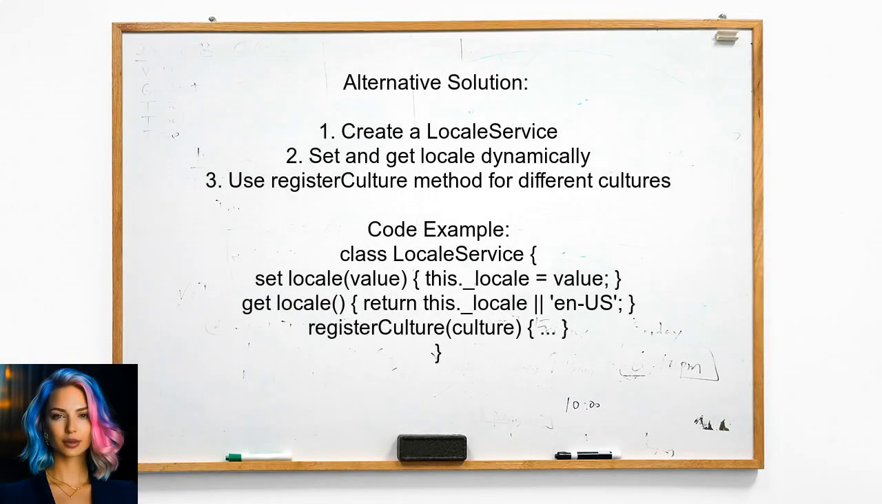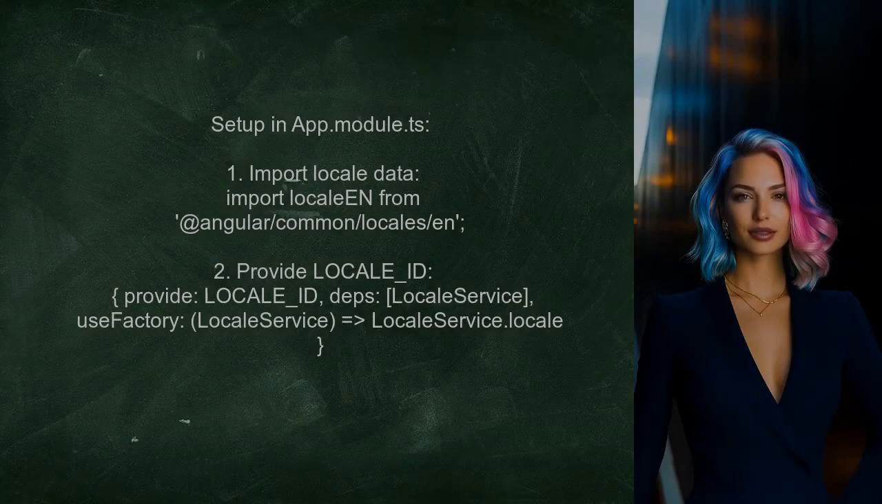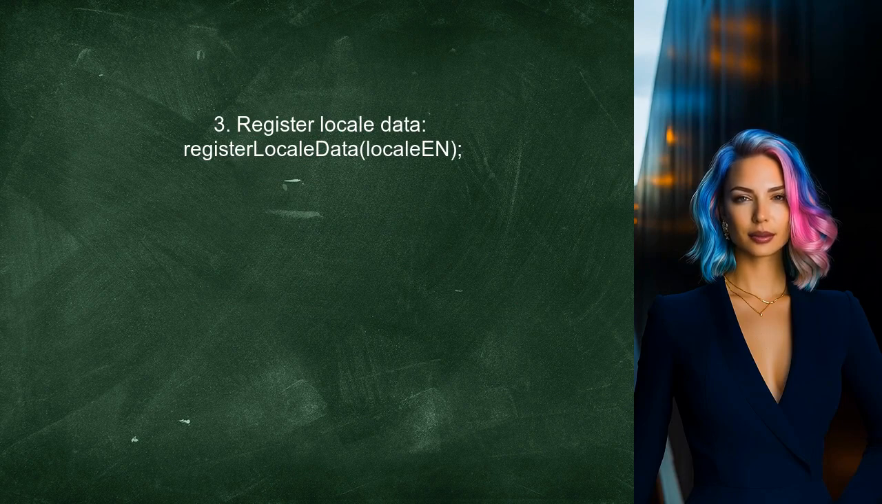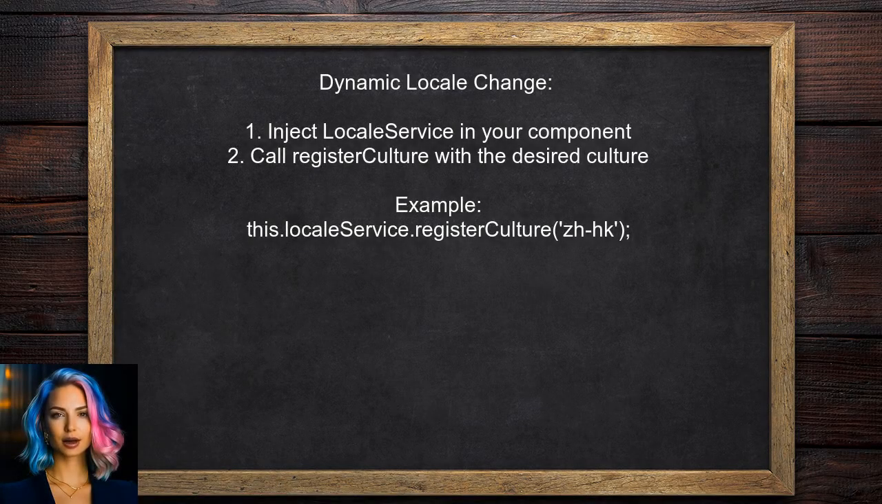An alternative approach involves creating a locale service. This service allows you to set and get the locale dynamically. You can register different cultures like English or Chinese by using the register culture method. In your app.module.ts, import the necessary locale data and provide the locale ID using the locale service. This setup allows your application to respond to locale changes dynamically. To change the locale dynamically, simply inject the locale service into your component and call the register culture method with the desired culture.